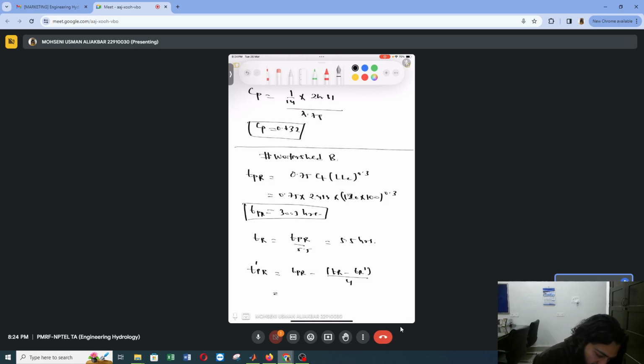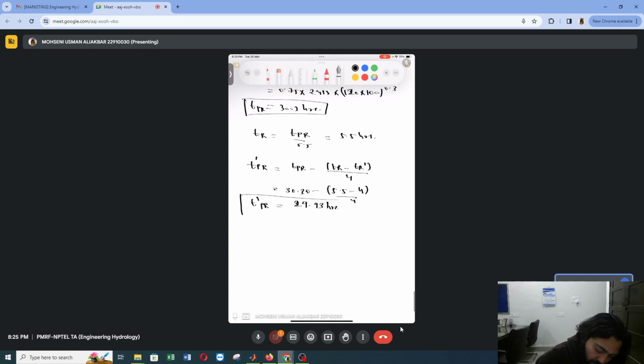So that value is 4R, right? So TPR is 30.30 minus TR value 5.5, TR dash is 4, divided by 4. So here we'll get the value of T dash of PR, which is coming to be 29.93 hours. So this is the value of basin lag, but now we want to calculate the value of time to peak.